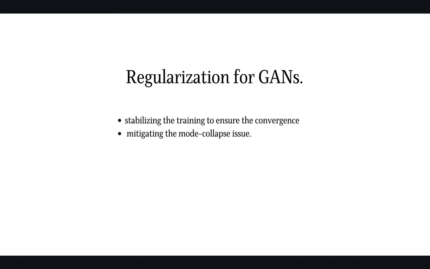The mode collapse issue is one of the most important problems in GANs, where the discriminator is not able to differentiate the original from the fake, since the generator is creating one sample of the same image repeatedly.